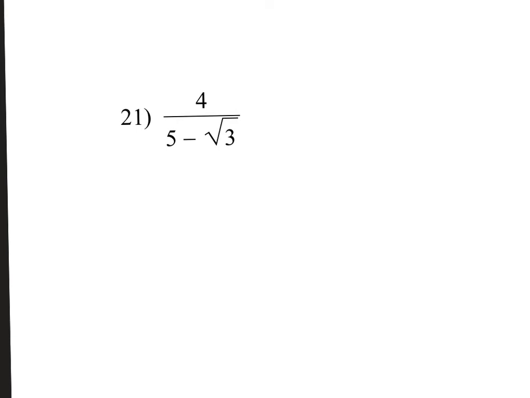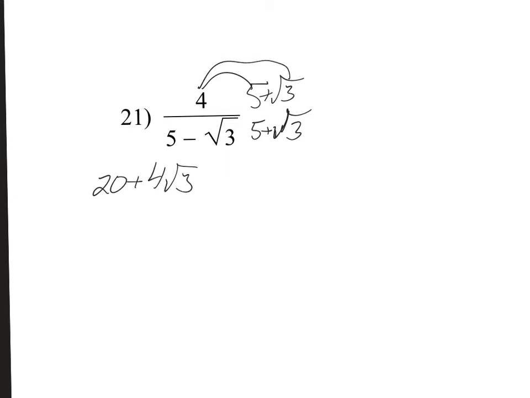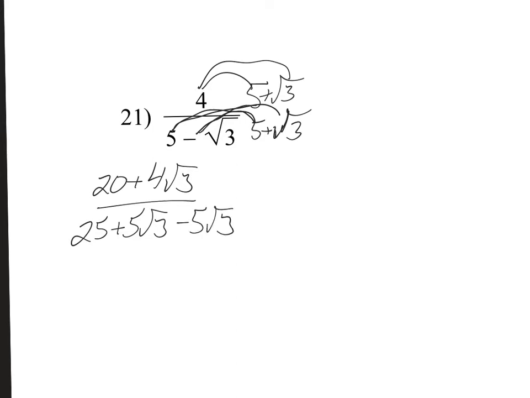Looking at this, there is a minus sign here. So that tells me I want to multiply by the opposite of that. So I have 5 plus radical 3, 5 plus radical 3. So let's multiply these together. 4 times 5 is 20. 4 times radical 3 is plus 4 radical 3, over 5 times 5 is 25. 5 times radical 3 is plus 5 radical 3. Negative radical 3 times 5 is minus 5 radical 3. And negative radical 3 times positive radical 3 is negative radical 9.